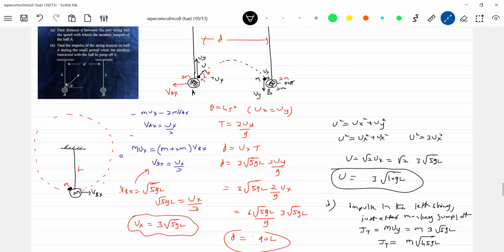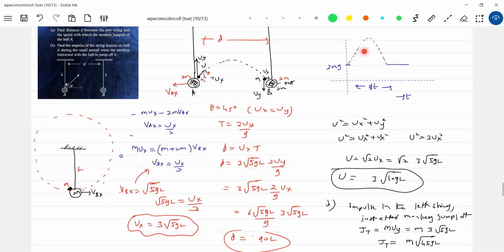So if you look at the diagram, here the weight 2mg will be acting. The impulse, what happens, maybe I don't know how it will increase something and will become again this that. What is delta t? Time taken by the monkey to lose contact from the sphere.